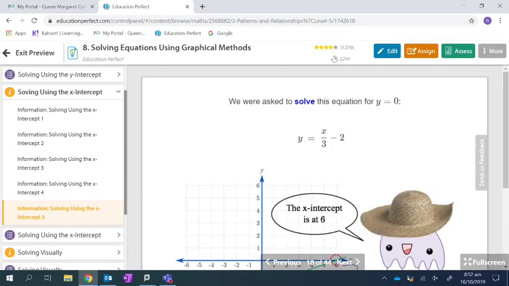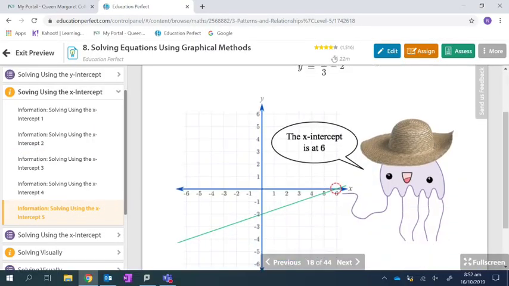Looks good? Let's see. All right? And they just walk you through that.